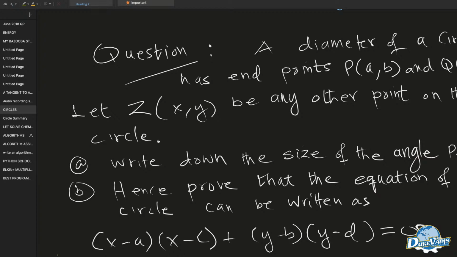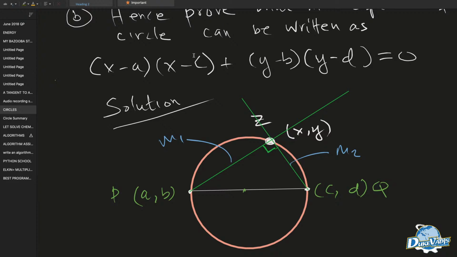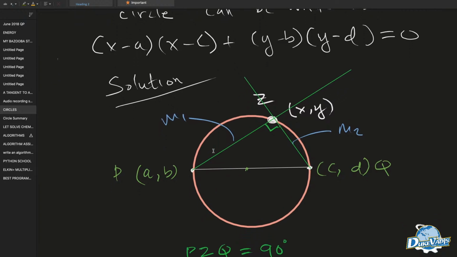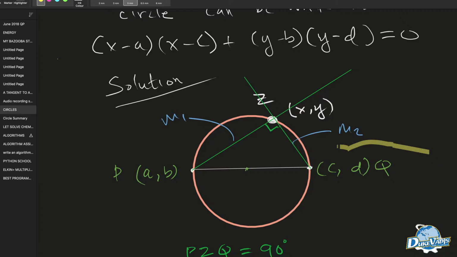Now let's see how we went about it. As you can see, straight on, this is our circle, and we have located all the points as the question says. On the left, we got a point (a, b). So this is the point P here, which is (a, b), and we got a point Q, which is (c, d). You got it?